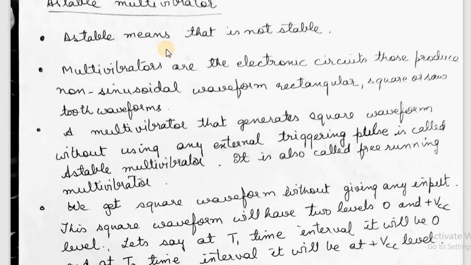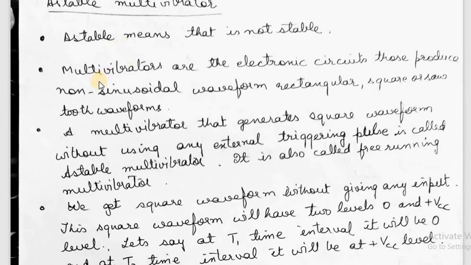Now we'll be discussing why they are so important and why they are used. But first we'll be discussing astable multivibrator. I'll not explain in this lecture. I'll just go through a few simple things that are needed to explain an astable multivibrator. First and foremost, astable means that it is not stable. As its name suggests, it has no stable state. Both the states are quasi-stable.